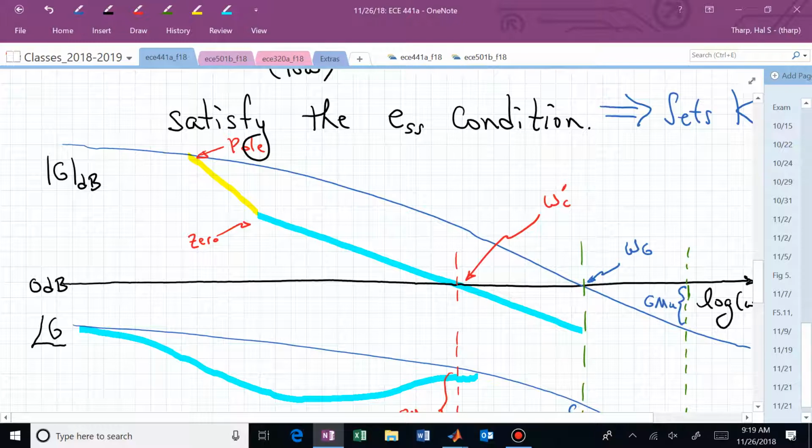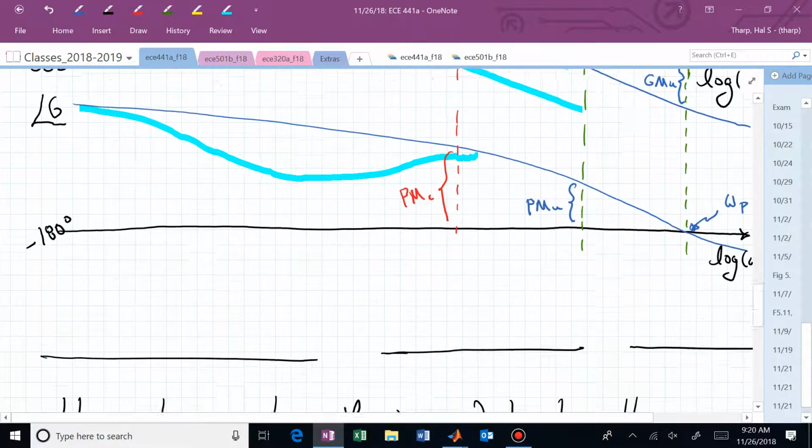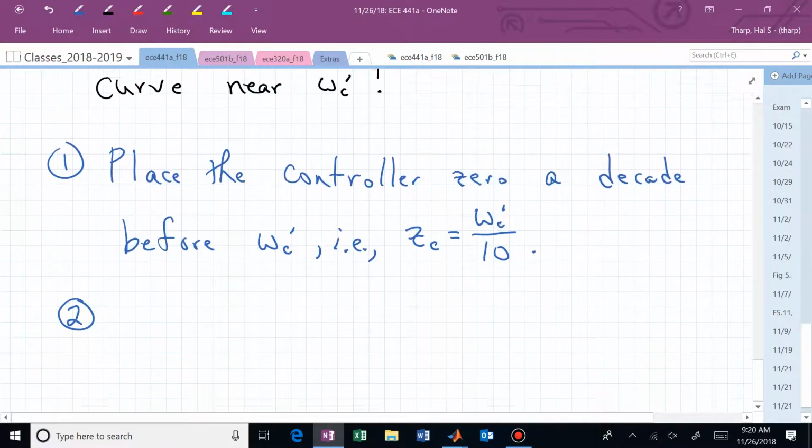We want to now attenuate by what? We want to actually have that much attenuation at omega sub c prime. This is our attenuation that we need to accomplish with this separation of pole and zero. And that's really this second comment that I'm trying to make now.